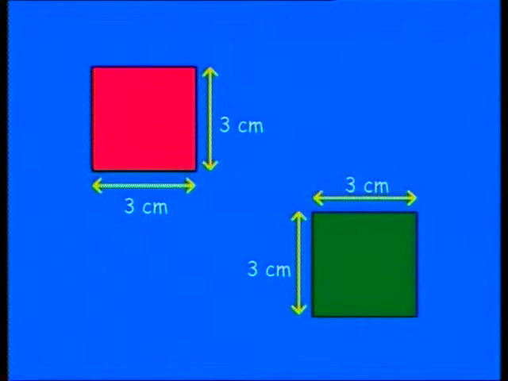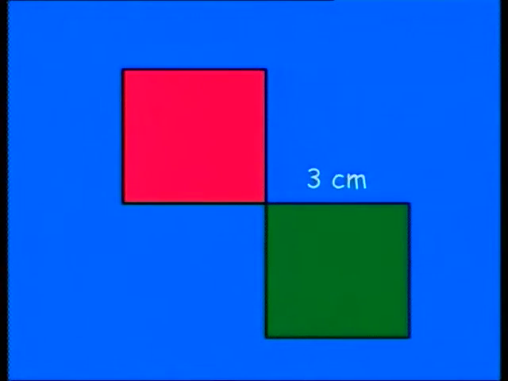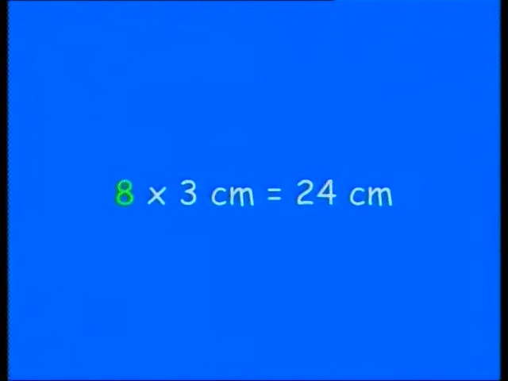Look at this diagram. Can you measure the perimeter? Let's do it together. Look at the sides. How many sides does this diagram have? 1, 2, 3, 4, 5, 6, 7, and 8. There are 8 sides. So, 8 sides multiplied by 3 centimeters equals 24 centimeters.